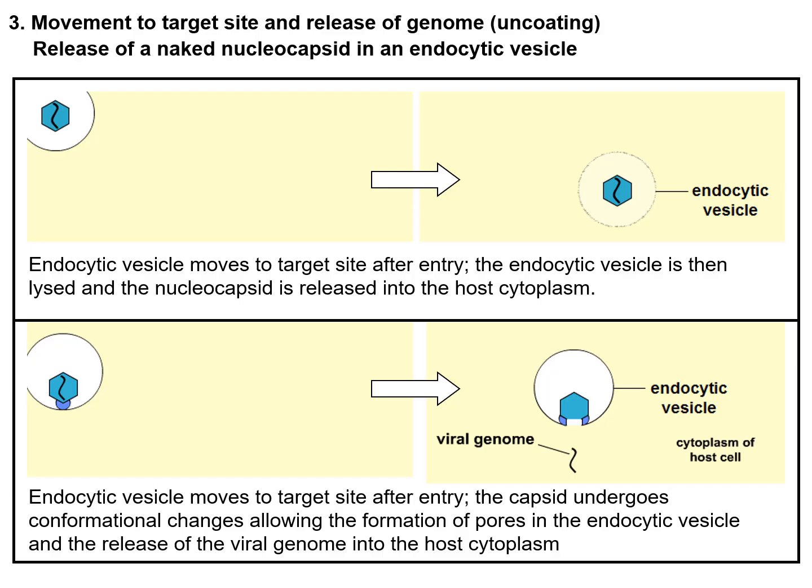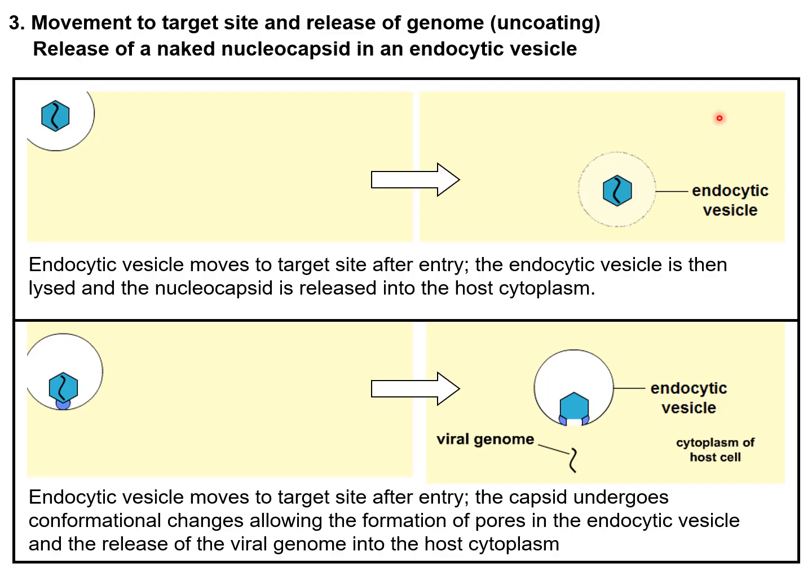The second case is that of a naked nucleocapsid that's in an endocytic vesicle derived from the previous steps. Here, the endocytic vesicle will move to the viral target site, and then what will happen is lysis of this vesicle, and the nucleocapsid is then released. So what triggers this lysis? It's typically pH changes, sometimes enzymes play a role, and the virus will basically control these conditions in addition to manipulating some of the cell systems that will permit this to happen.